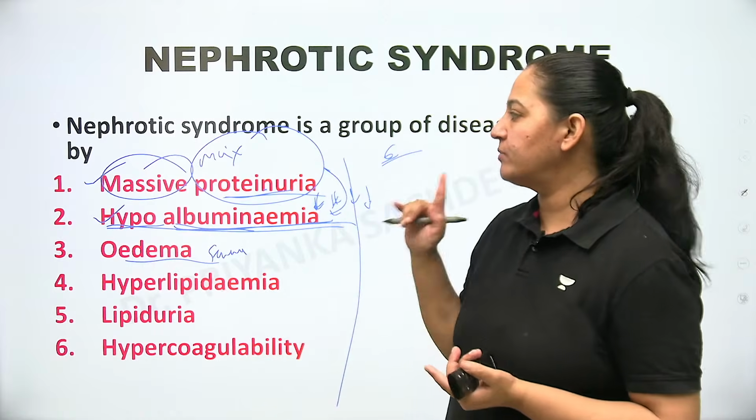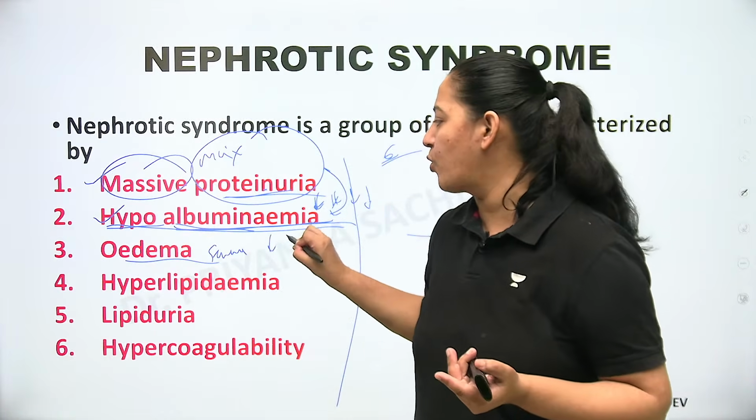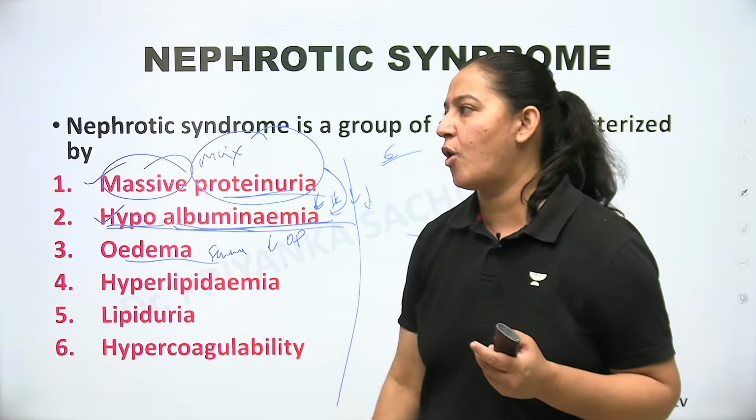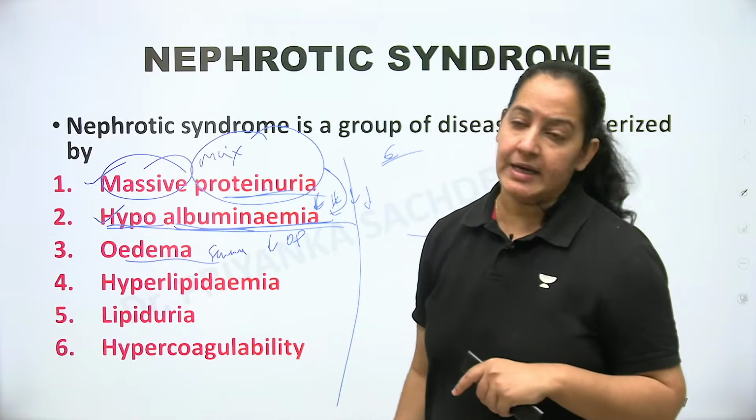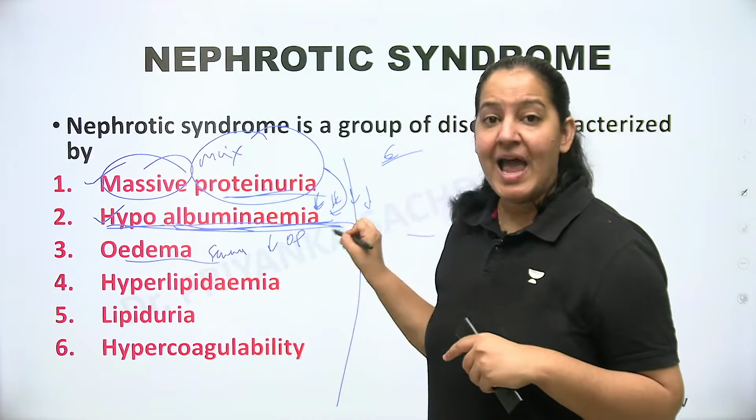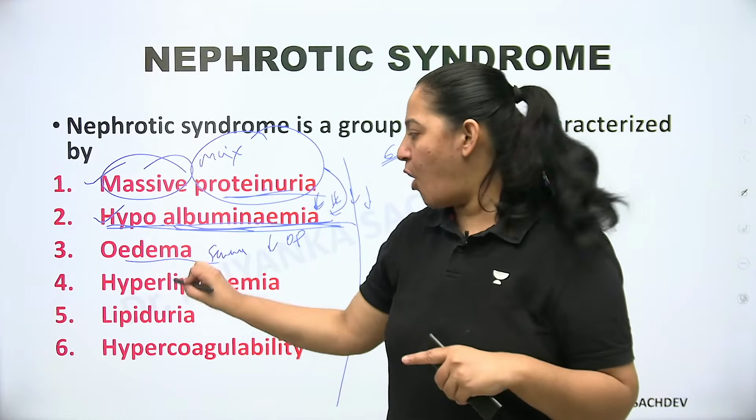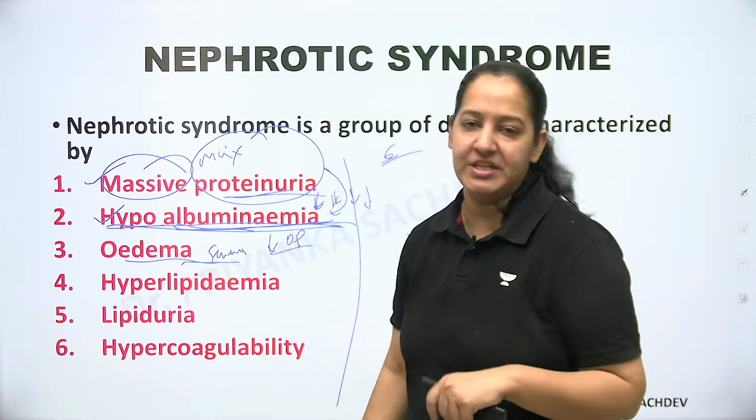But in nephrotic syndrome, the cause of edema is decreased oncotic pressure. You know what is osmotic or oncotic pressure? The pressure due to the protein. Here protein in the blood become less. Albumin in the blood become less. So oncotic pressure will reduce and that can lead to edema.